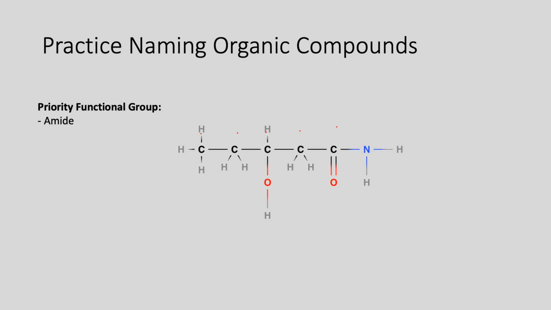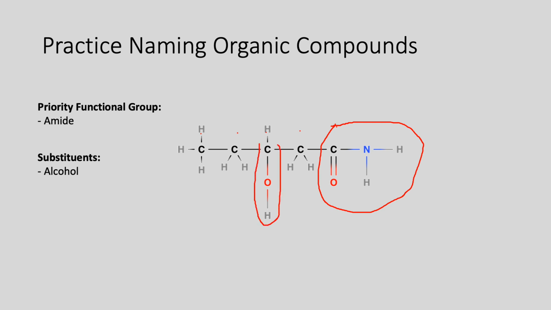So for the priority functional group, we're going to have an amide. Now we know this is an amide because we have a carbon double bonded to an oxygen, and that same carbon is bonded to an NH2. We also have a substituent of an alcohol. And we know this is an alcohol because we have a carbon bonded to an OH. With this information, we know to name this compound 3-hydroxypentaneamide. And the pentane comes from the fact that we have 5 carbons.